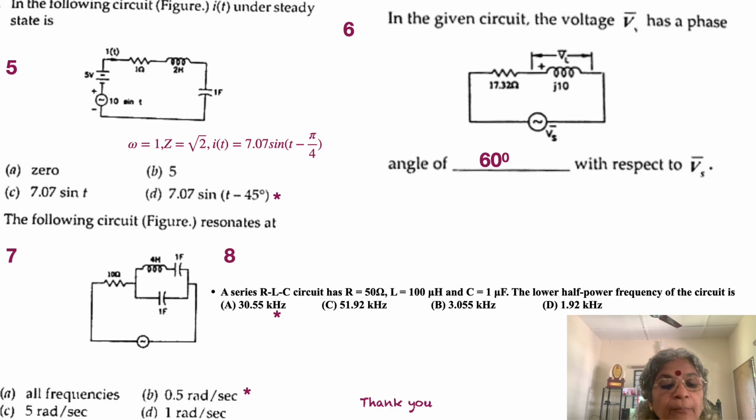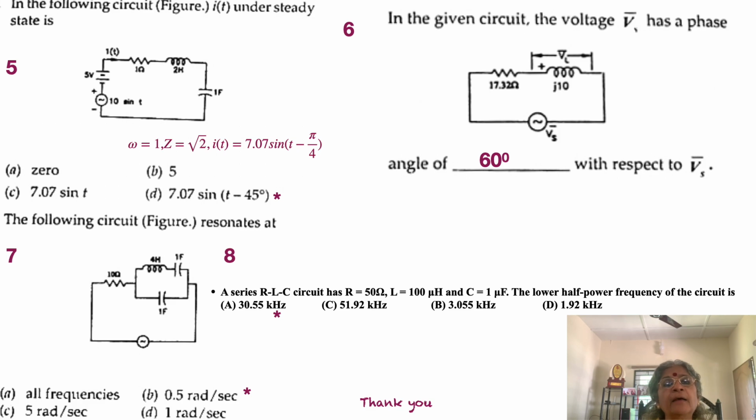The last problem in this session is again a series RLC circuit, with R equal to 50 ohms, L equal to 100 microhenry, and C equal to 1 microfarad. We need the lower half power frequency of the circuit. There are two important aspects to remember. One is, of course, a formula, which I'm not going to go through right now. It's better to go without a formula. For one thing, you can find the resonance frequency, and you can also see that there is an impedance associated with the half power frequency.